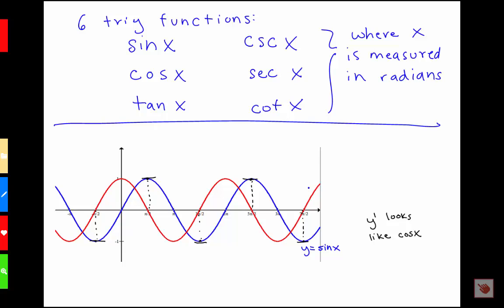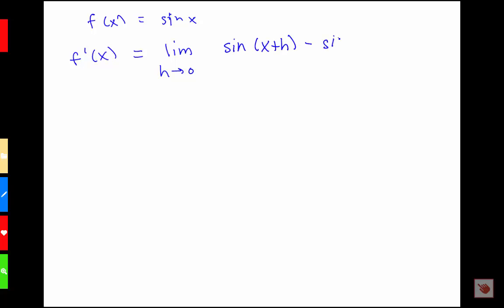But what we want to look at to start with is how we can actually prove that the derivative of sine x is cosine x using the limit definition of the derivative. So let's take a look at this. We want to find f prime of x if f of x is sine x using our limit definition of the derivative. So f prime of x we know is the limit as h goes to 0 of sine of x plus h minus sine x all over h.